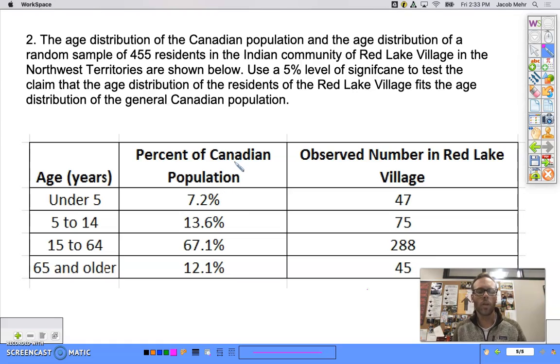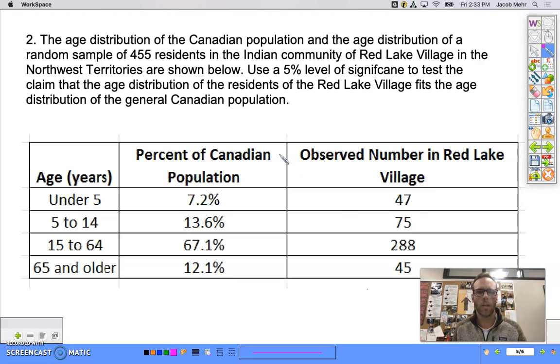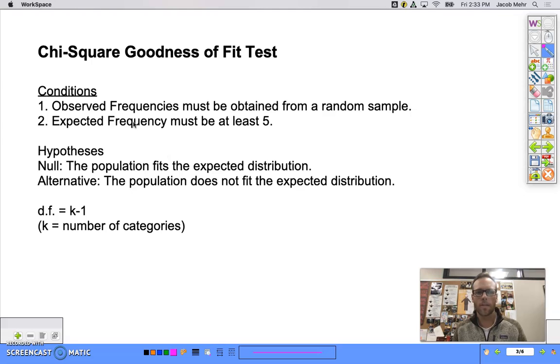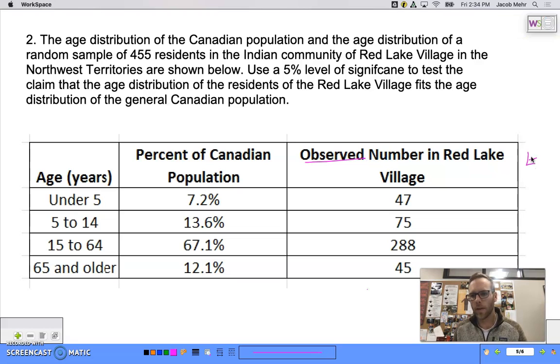All right, so what are we going to do here? Well, let's make sure our conditions are met. All right, conditions. First off, we've got the random. Check. What was our other condition? We needed the expected frequency to be at least 5. Well, we haven't done any of the expected frequencies yet. So let's jump on that right now. This is our observed. Let's make another one right here for our expected frequency.